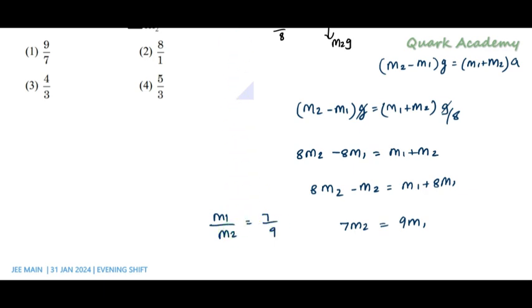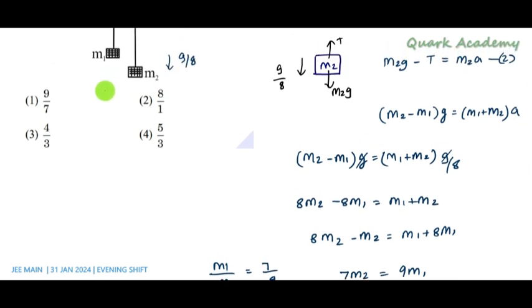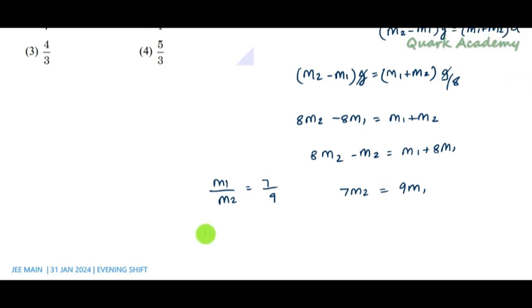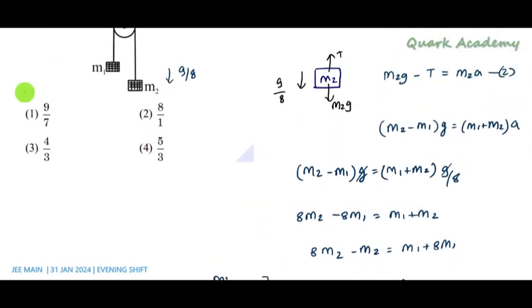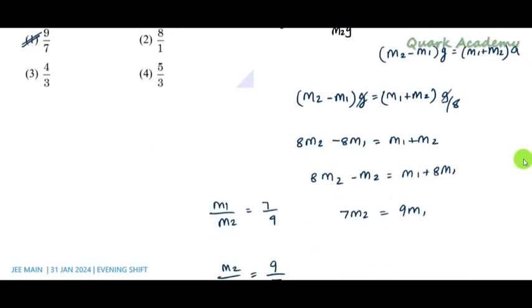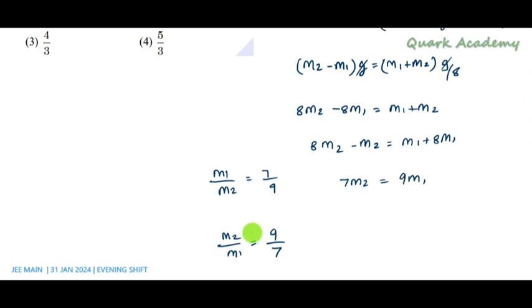This is the ratio of the mass, but if we look at the option, there is no option which is 7 by 9. Since they specified only the ratio of masses, they haven't mentioned whether it is m1 by m2 or m2 by m1. So we can write m2 by m1 also. And this is 9 by 7. And this option is there. So this is the correct answer. In the question, they should have mentioned whether it is m1 by m2 or m2 by m1. Since they haven't mentioned, we can check for both. In this case, it is correct for m2 by m1.